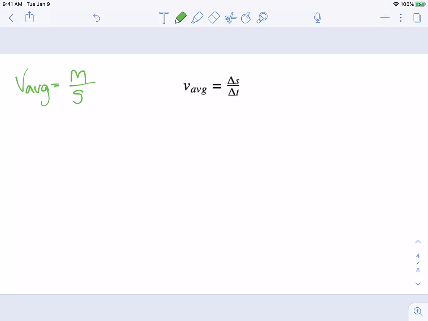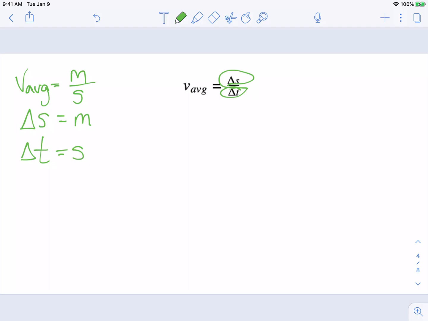In the numerator, there's this delta S, the triangle with the S. That means a change in position, and is also referred to as displacement. And that's going to be a length measurement, so it will be measured in meters. And then we have delta T in the denominator. That stands for change in time, and that would be measured in our time fundamental unit, which is seconds.